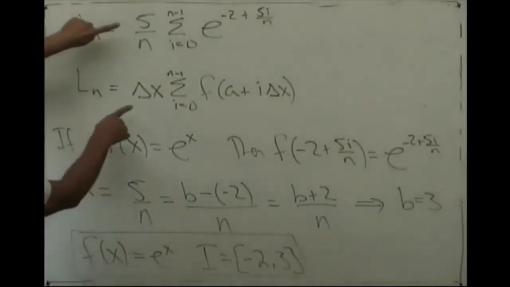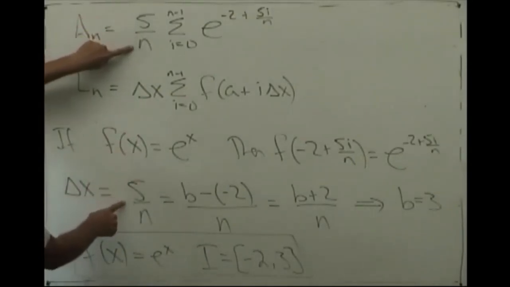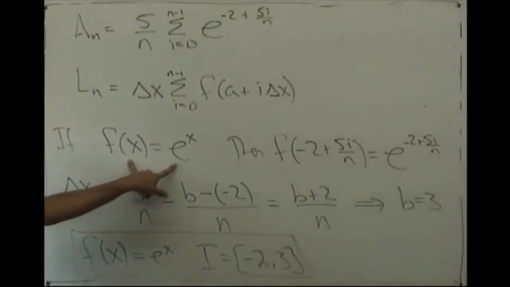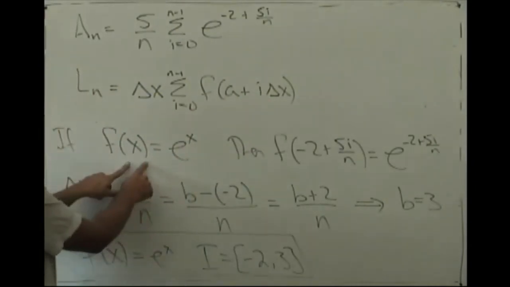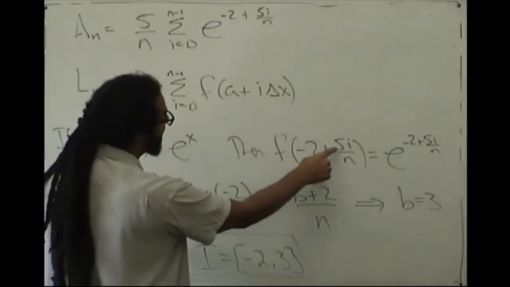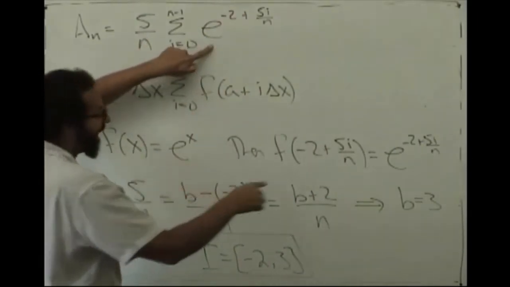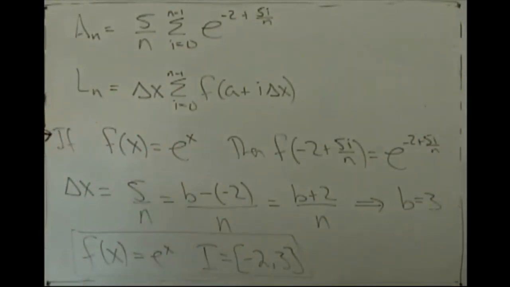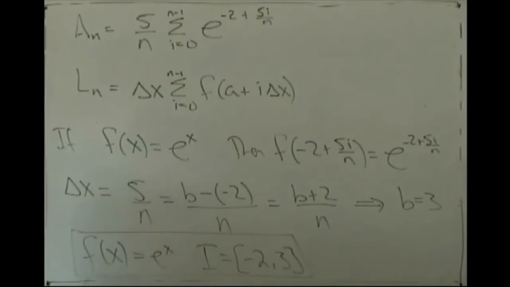So just by comparison, we can sort of see that delta x is going to be 5 over n. And if I let f of x be e to the x, then I can see that f of a plus i delta x, or f of negative 2 plus 5i over n, is going to be the summand in the top here. So I'm going to get e to the negative 2 plus 5i over n. So it looks like the function in this case is going to be e to the x.